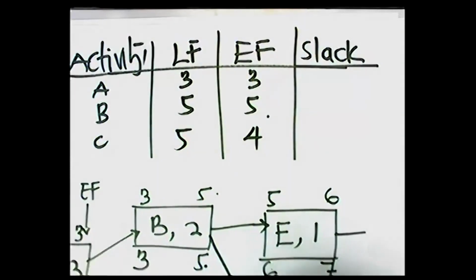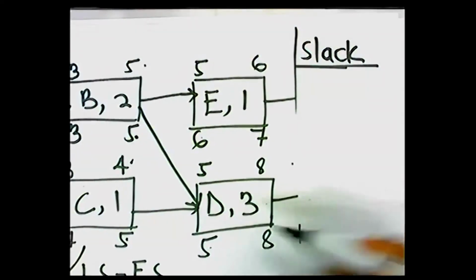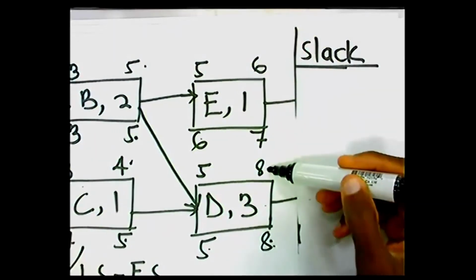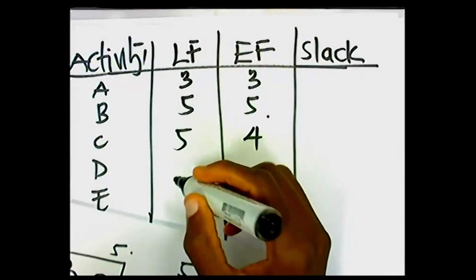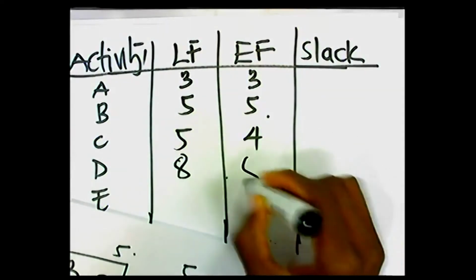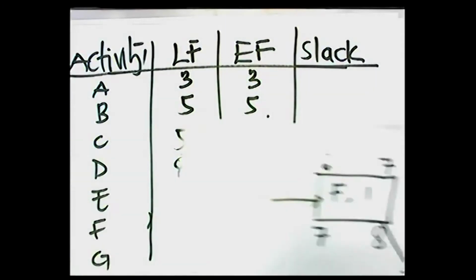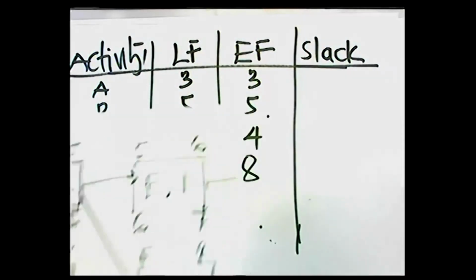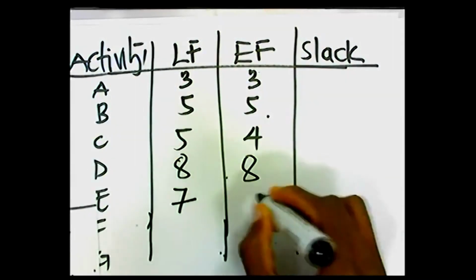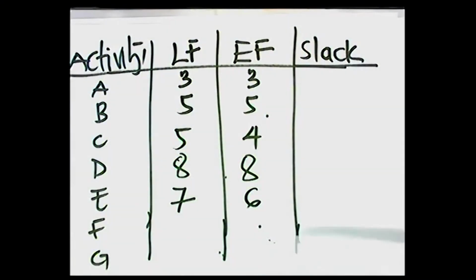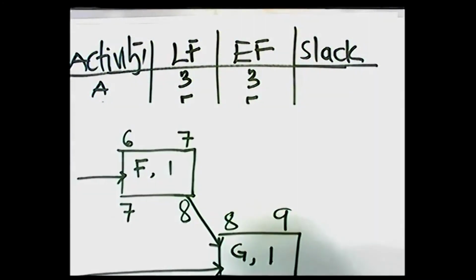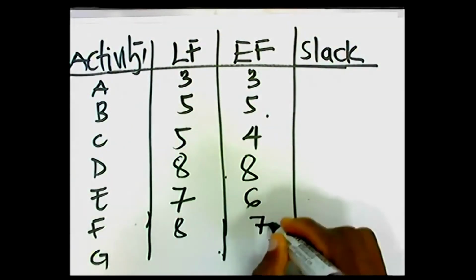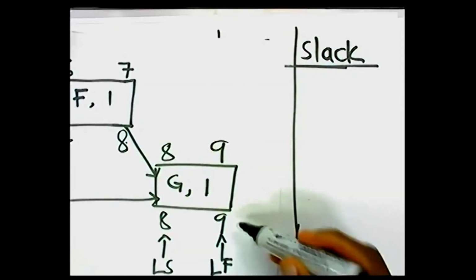So I take activity D, so again this is D, this is my latest finish time, and then my earliest finish time. So D is also going to be 8 and 8. Then I'll take my activity E, and E is going to be 7 and 6. And I'll take my activity F. So we can see activity F here, it is 8 and 7. So this is 8, this is 7. And then the last one is 9, 9.